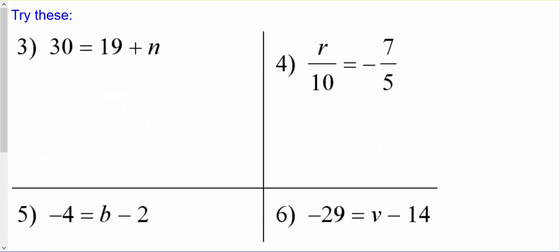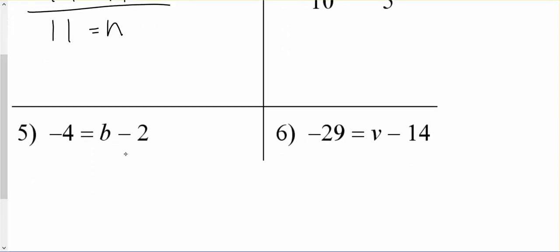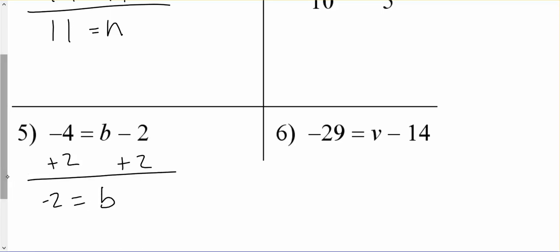So you guys try these. Pause it for a second and try to do these, and then we'll go through them. Here we'll subtract 19. 30 minus 19 is 11. For 5, we will add 2. -4 plus 2 is -2.